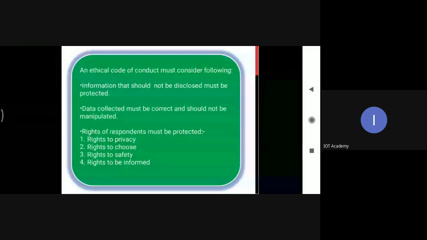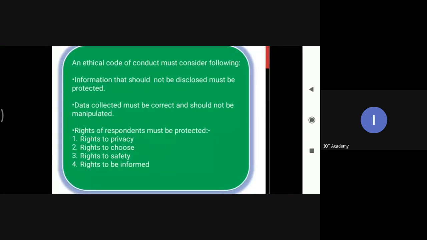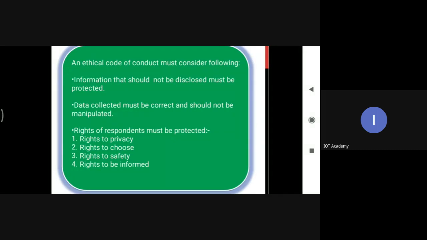And of course, when we are talking about the ethical code, the data collected should be correct. There should not be any kind of manipulation. For example, I was just talking about the rights of the respondents, that they have the right to privacy. It's not necessary that everybody is going to disclose their private information to others. They have the right to choose which questions to answer, which not to answer, how much to disclose or how much not to disclose, right to safety, and of course right to be informed.